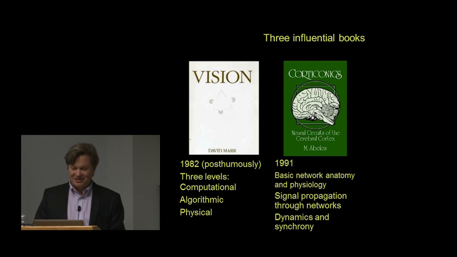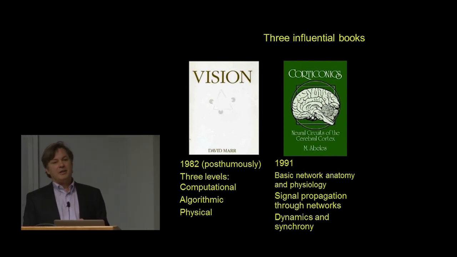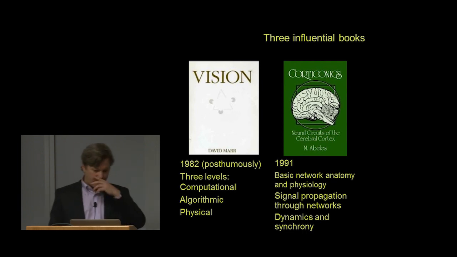It's a book called Cortical Circuits, or Corticonics, which the name is what it is, but the subtitle tells the story: Neural Circuits in the Cerebral Cortex. And it starts with a very basic but nicely pared down discussion of basic anatomy of cortical circuits and basic physiology of cortical circuits. But the heart of the book deals with signal propagation through neural networks, sort of dynamical theory, and how the biophysics and the connectivity of cortical networks underlie signal propagation.